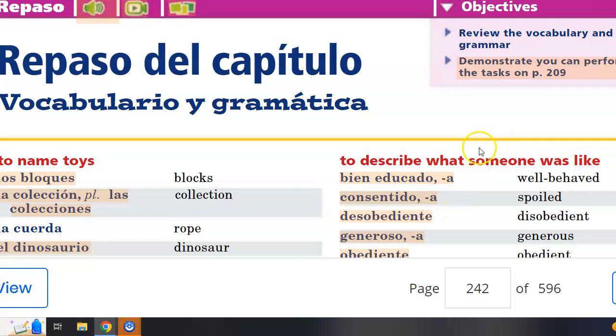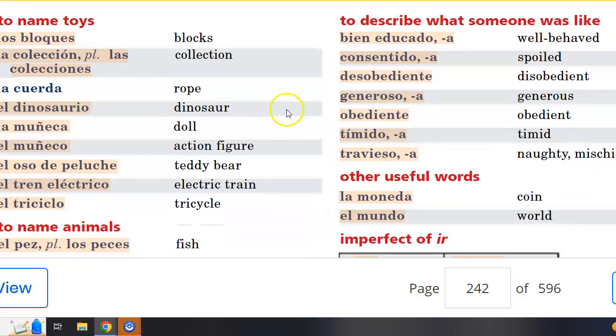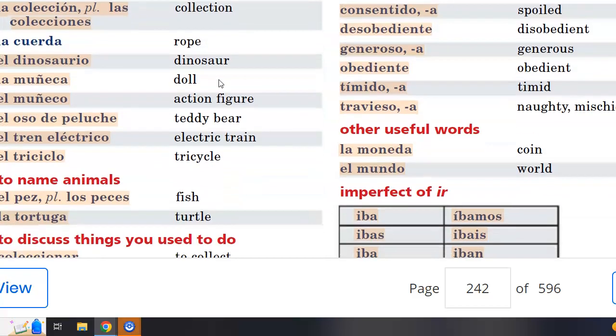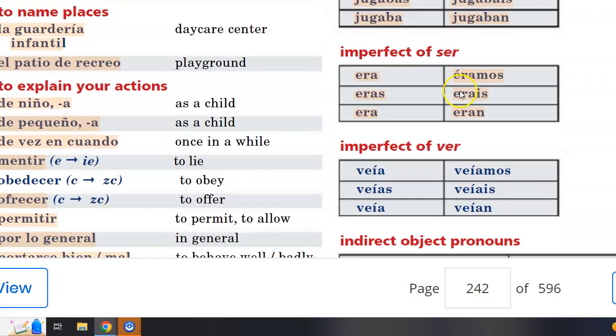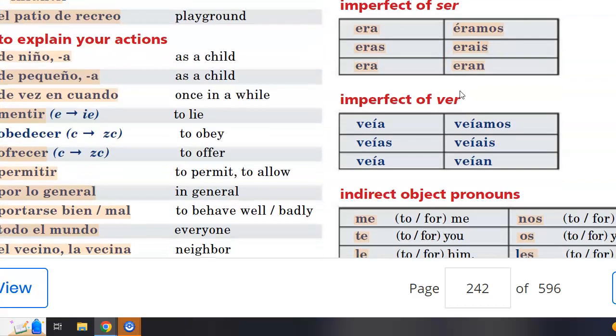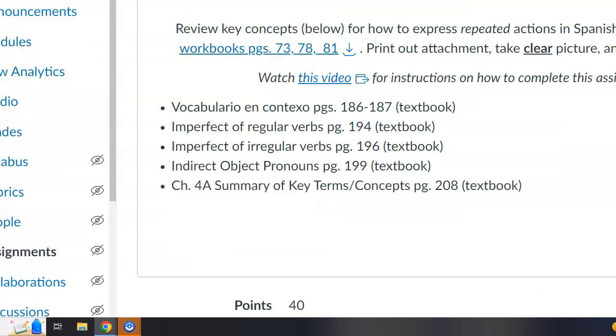Adjectives to describe what people were like when they were young. Toys that you used to enjoy to play with. Animals and pets. Activities you used to enjoy, along with the grammar of verbs in the imperfect. So, taking a look at pages 73, 78, and 81.